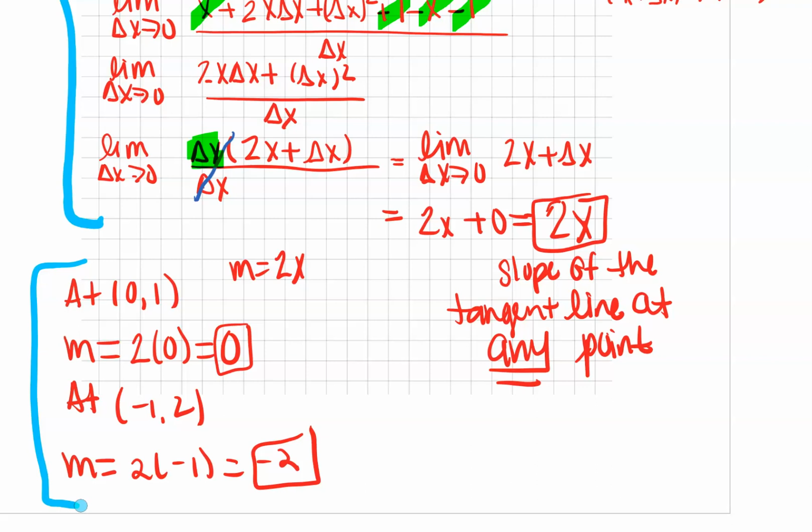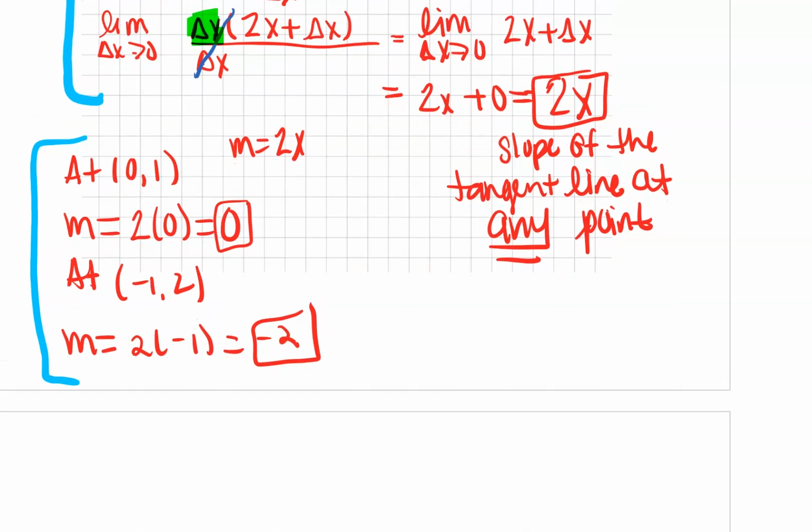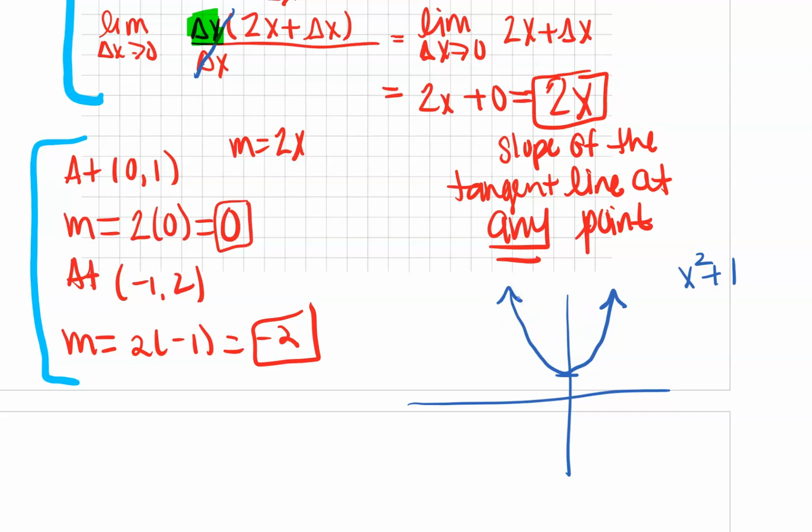Now let's look at a picture of what's going on with this one. If I were to look at this graph, and we know that our graph is x squared plus 1, it would look something like this. And so if I were looking at the point 0, 1, which would be right here, that makes sense that my slope is 0 because that would be a tangent line that's horizontal. And if I were looking at the point -1, 2, it would make sense that that slope is -2 of its tangent, because if I drew the tangent, it would be coming down like this.